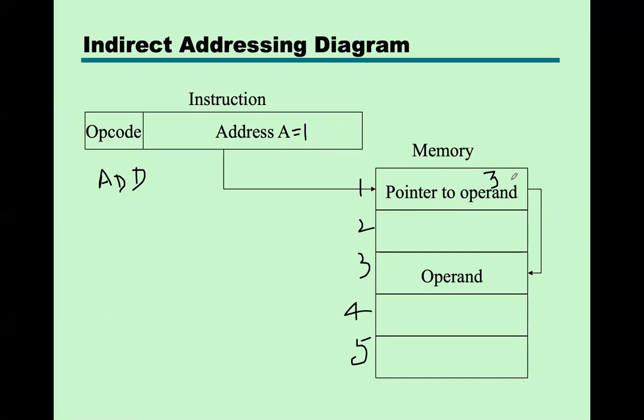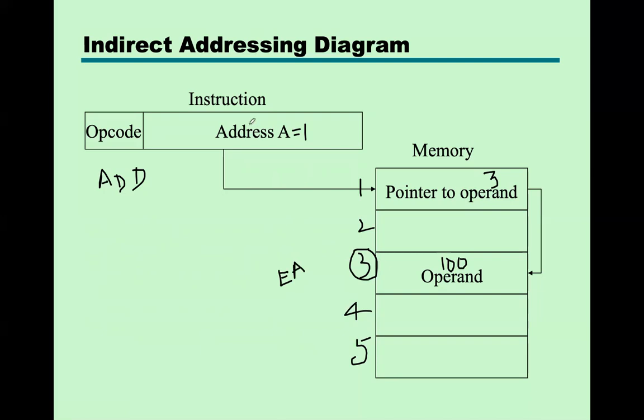So in 1, what is the operand? 3. Then again, it will go to the third location. Suppose the operand there is 100, then it will fetch the data. So what will be the effective address here? 3 is the effective address, because the actual address of the operand is called the effective address. So what is the actual address here? 3 is the actual address.